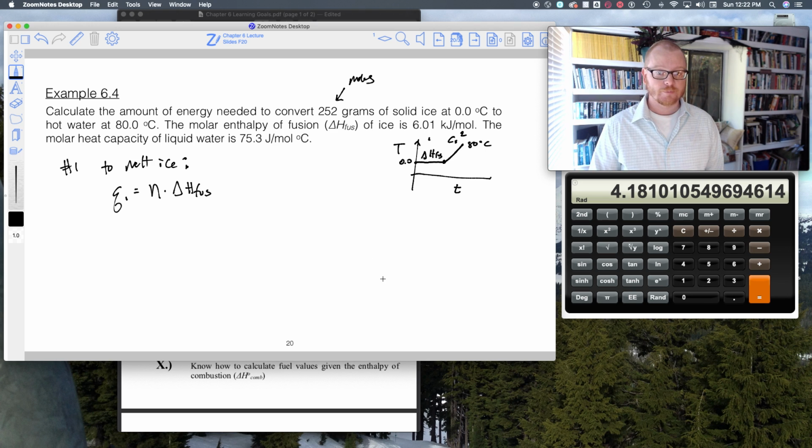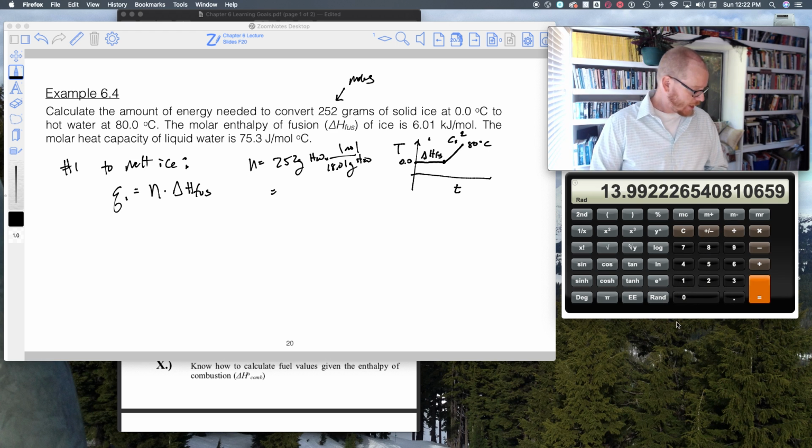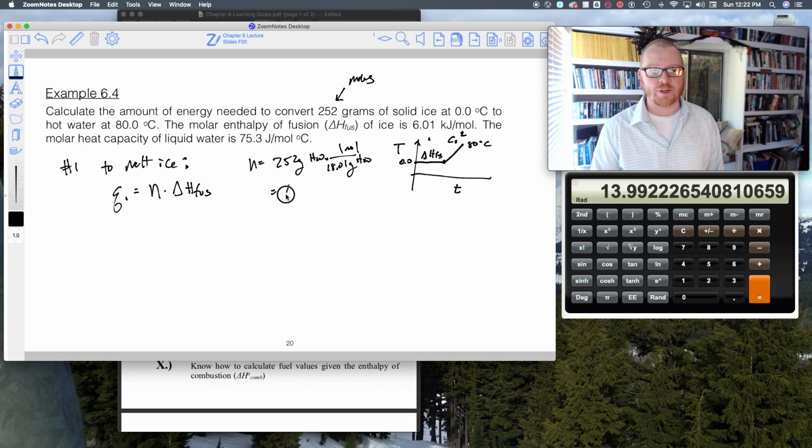Okay, so let's see here. That means my n is going to be 252 grams of H2O, and I know there's 18.01 grams of H2O in 1 mole. So I get 252 divided by 18.01, and with 3 significant digits, I'm going to call it 14.0 moles.